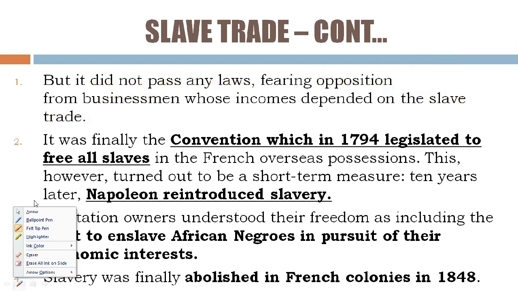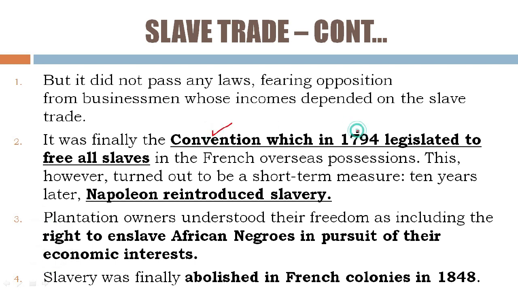Now we see that it was finally the Convention which in 1794 legislated to free all slaves, a very important development from the Convention side in the French overseas possessions. This however turned out to be a short-term measure. Ten years later Napoleon reintroduced slavery. In 1804 Napoleon crowns himself as the Emperor of France, and when he crowns himself as the Emperor of France, he re-establishes slavery. So this very good move by the Convention could not last long.